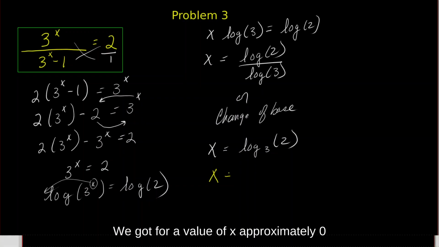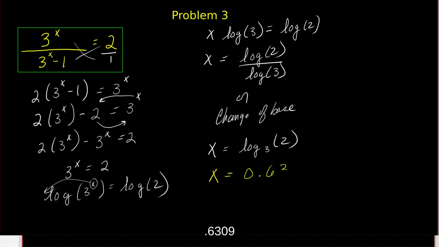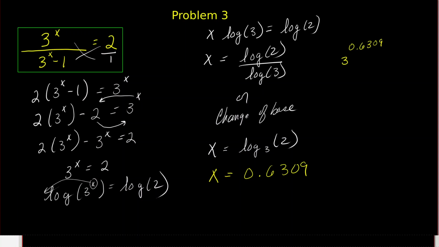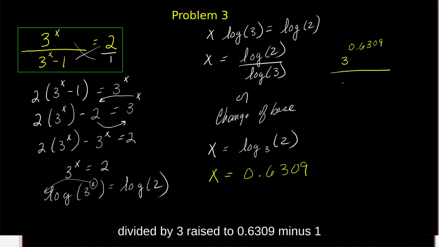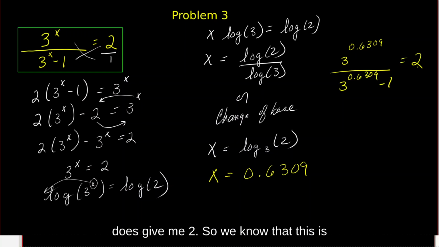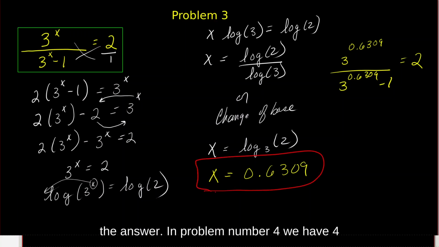We got for a value of x approximately 0.6309. So I can say that 3 raised to the 0.6309 divided by 3 raised to 0.6309 minus 1. And if I put this in my calculator, it does give me 2. So we know that this is the answer.